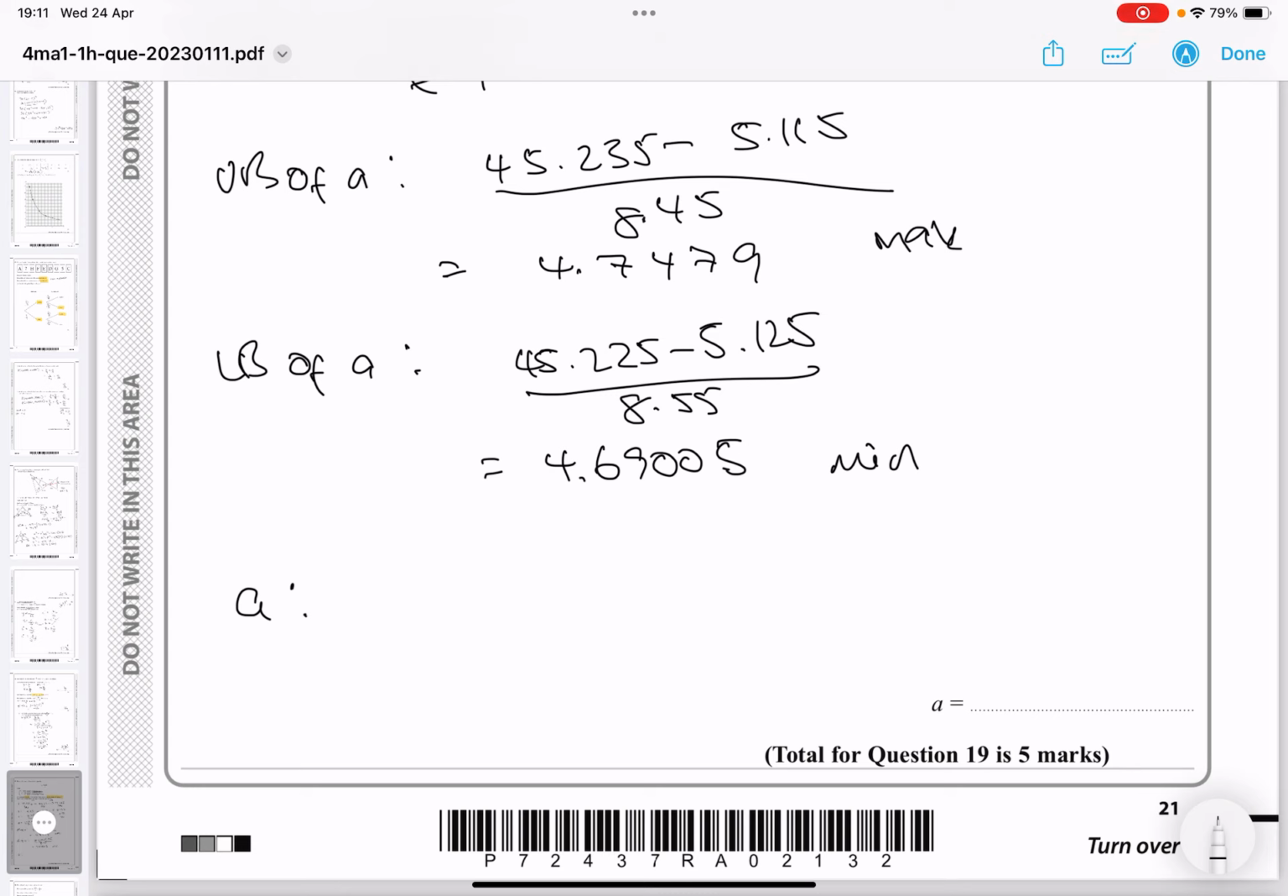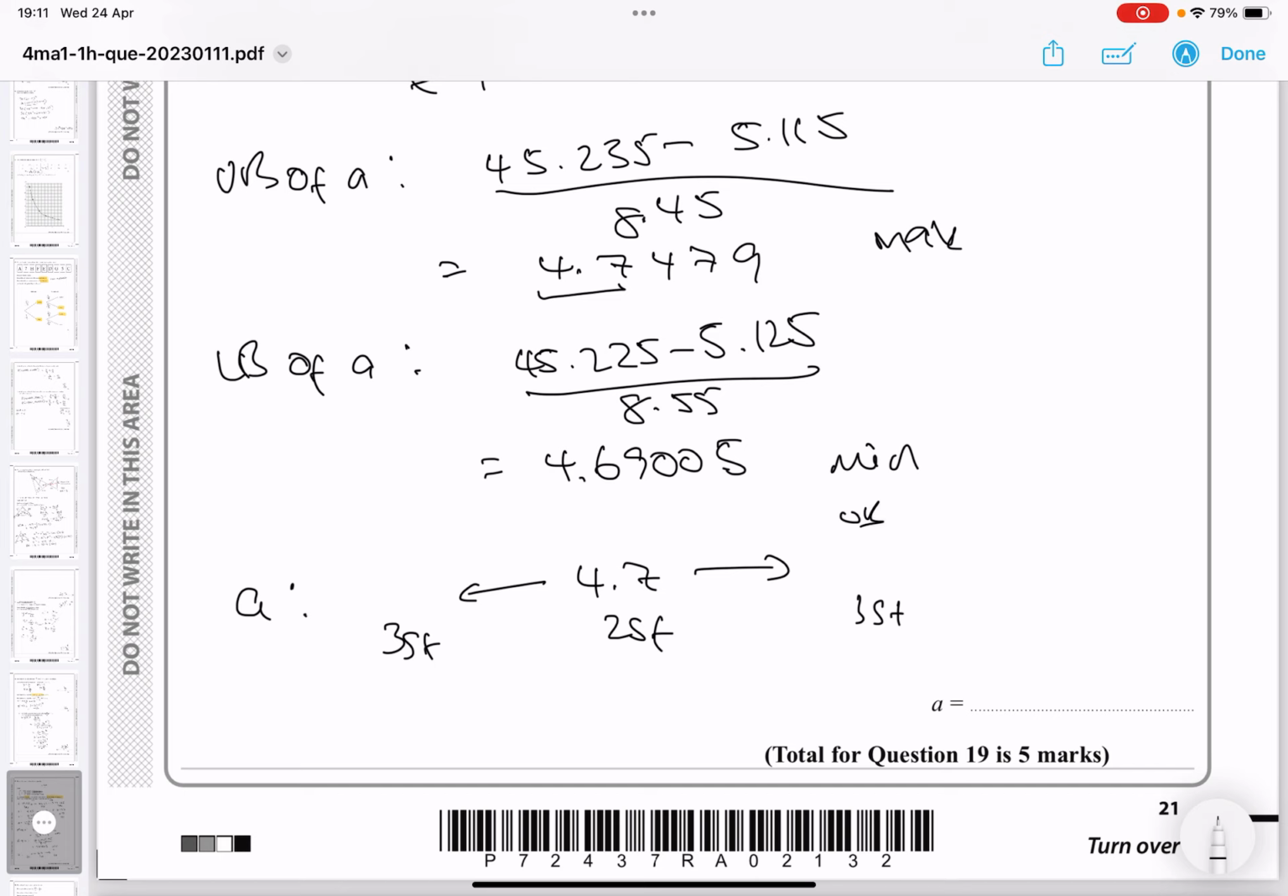So let's start off. How you do these questions is you approach them by starting off quite inaccurate, by taking, say, the first two. So let's start off as 4.7, okay? If we take 4.7 as our value of a, we have to make sure we worked out the upper bound and the lower bound. So this is 2SF, so these answers have to be 3SF.